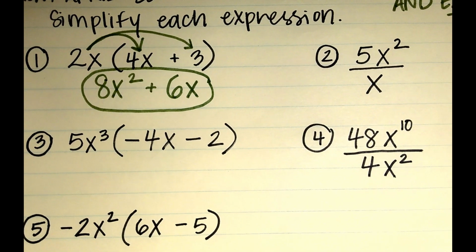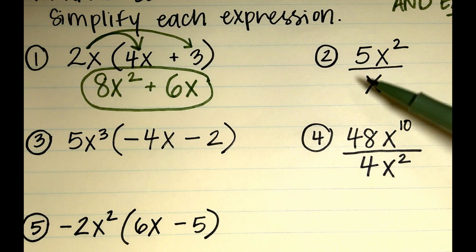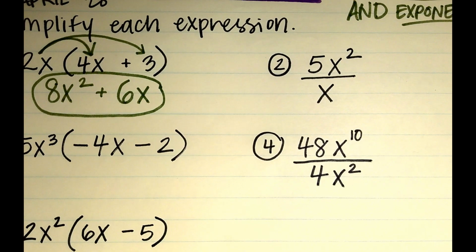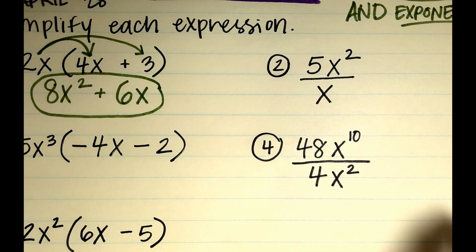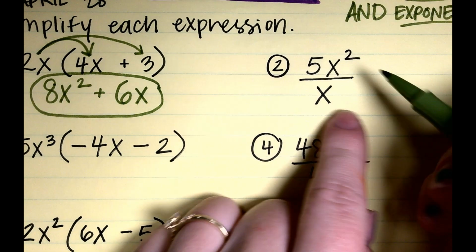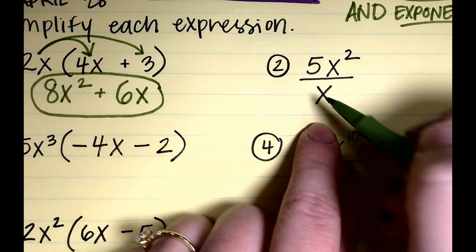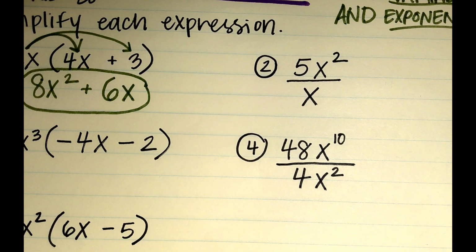Okay, let's go ahead and look at number 2. Now I have 5x squared over x. What operation will we use to simplify this? Division and essentially subtraction, yes. So 5x squared divided by x. It's just going to be 5x. How did you get that?